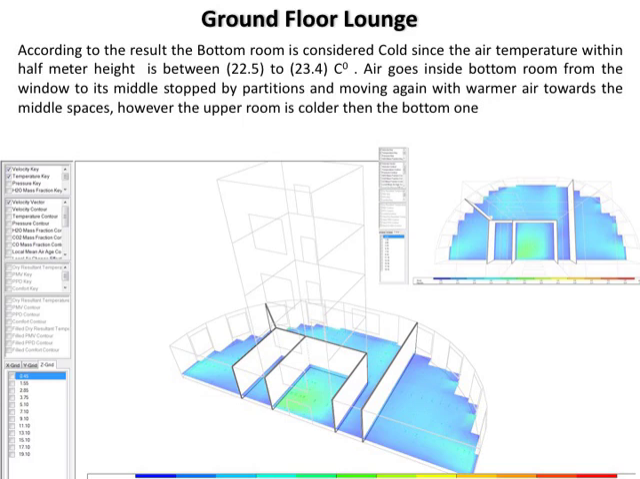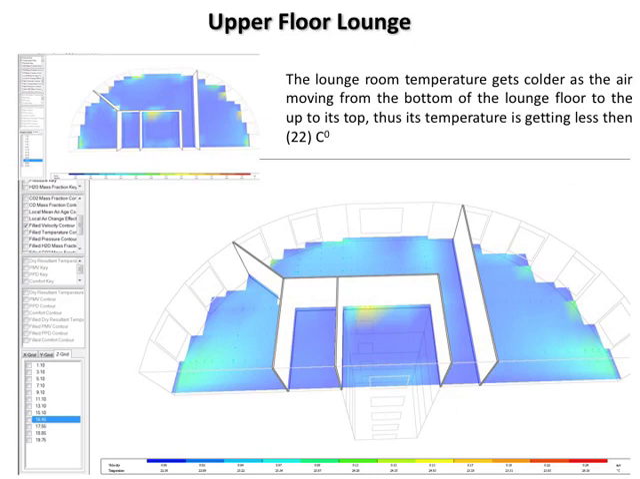According to the results, the bottom room is considered cold since the air temperature within the half-meter height is between 22.5 to 23.4 degrees Celsius. Air goes inside the bottom room from the window to its middle, stopped by the partitions, and moving again within the warmer air towards the middle spaces. However, the upper room is colder than the bottom one.